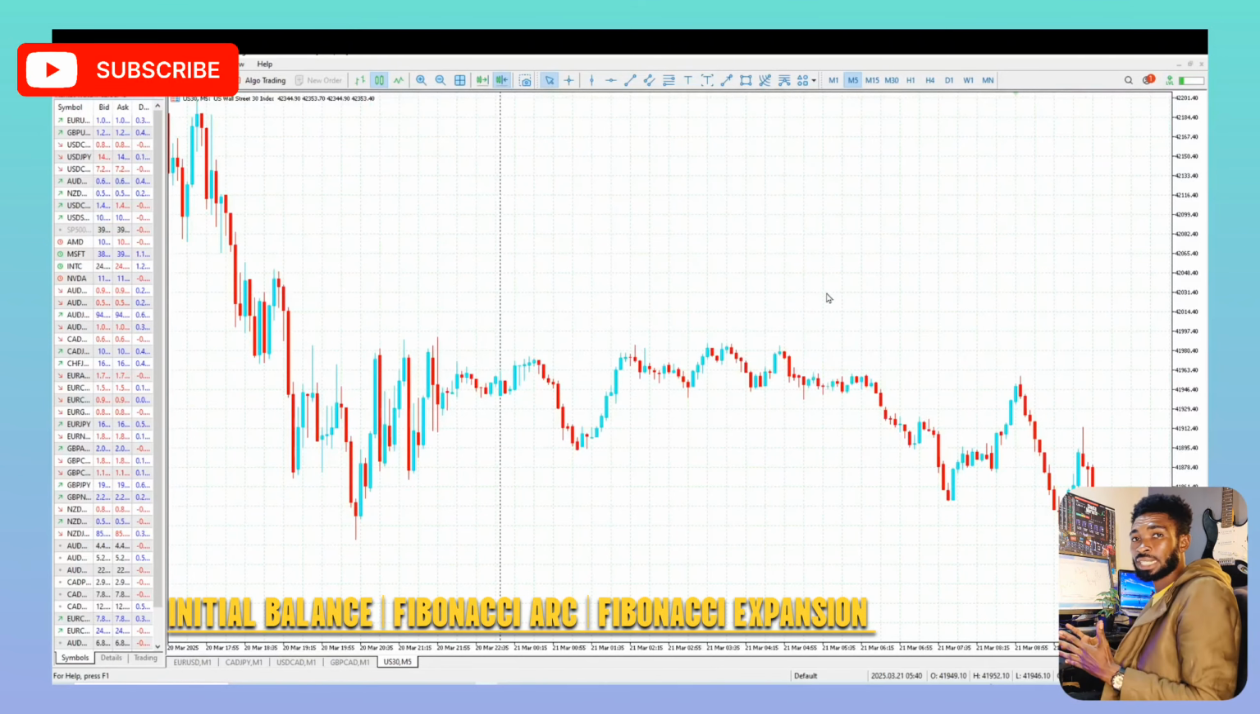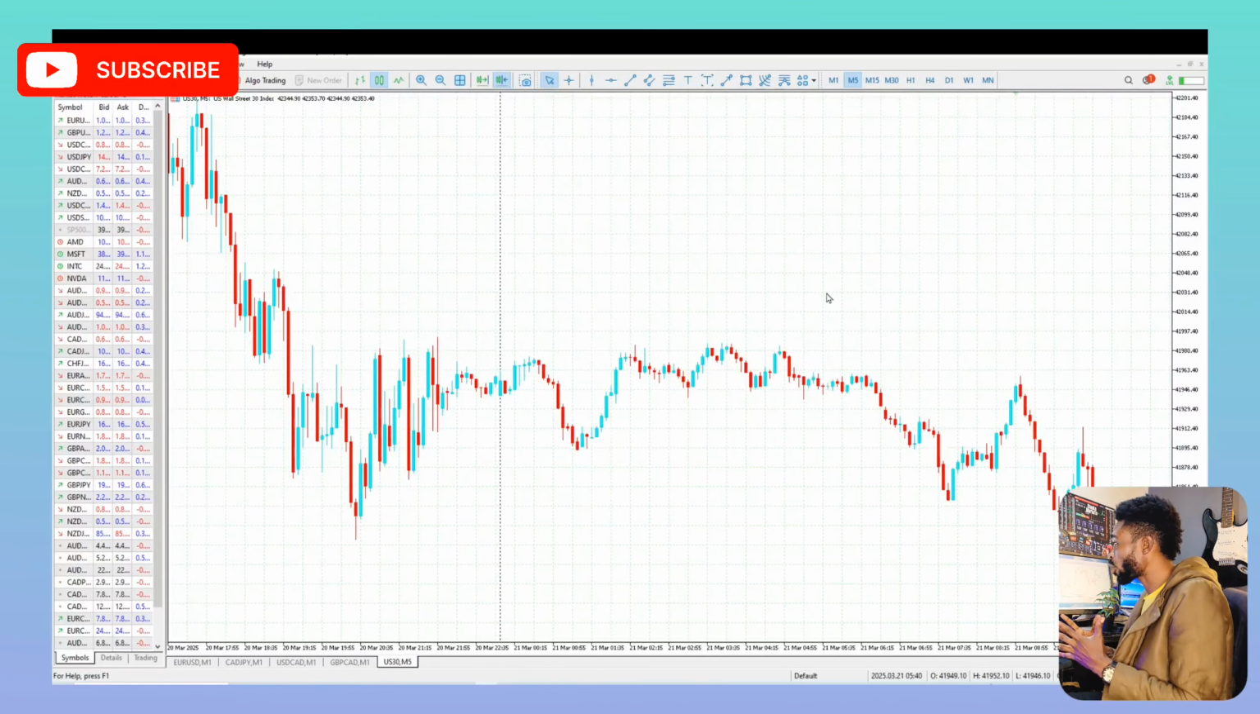Okay, so when you open your chart every day, the first thing you have to look for is the initial balance. What is the initial balance? The first 12 candles, or what's happening within the first 1 hour of the trading.